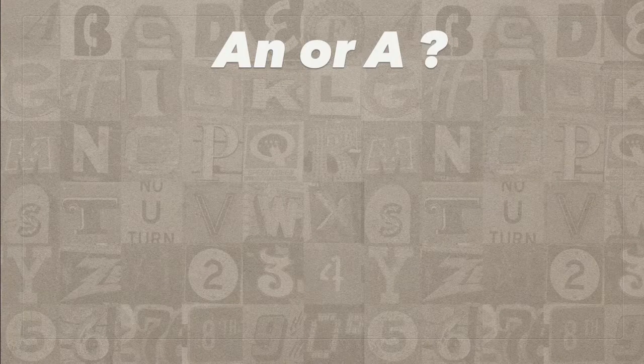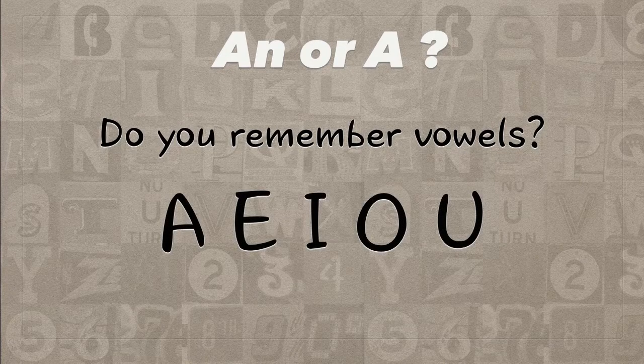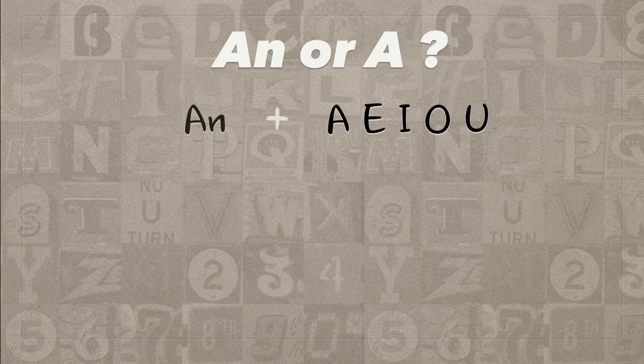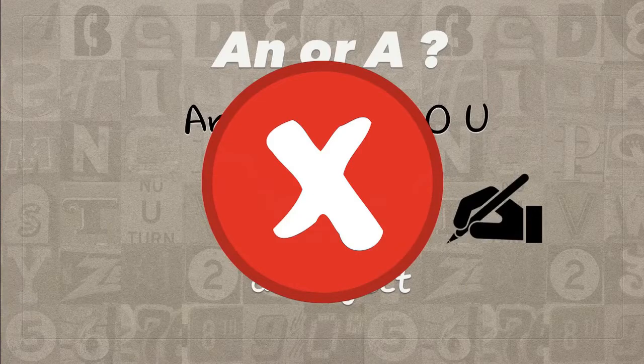And finally, when do you use an or a? Do you remember these letters? They're called vowels. A, E, I, O, U. What is the rule with these letters? Well, I bet you think that you should use an before words that begin with A, E, I, O, U. At least that's what most teachers say, but they're wrong. You probably think you need an before words that start with A, apple, or I, image, or O, object. However, that's not right. What is the rule?